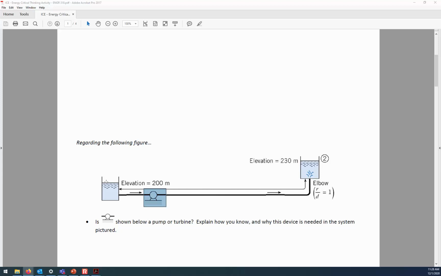And so if the water's going from 1 to 2, what we know is that at the surface of the tank, it has no velocity and it has no pressure. And so the energy equation would say that the energy here at location 1 is just its elevation, z. And so the energy at 1 is 200 meters, and the energy at 2 is 230 meters.